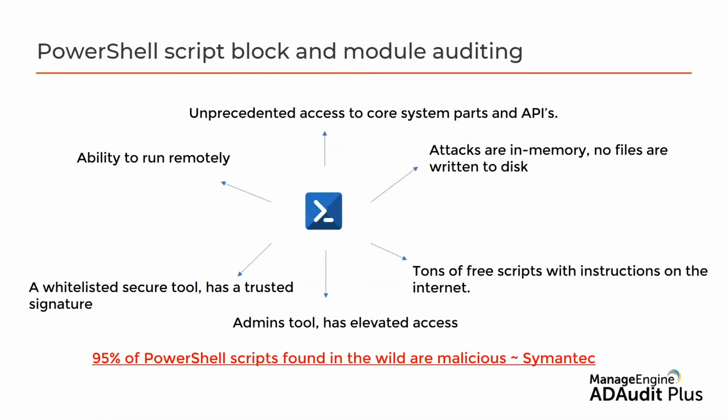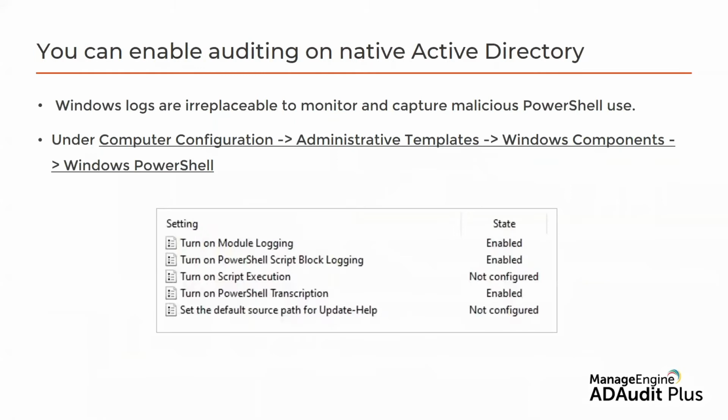Point number 3 is you can use PowerShell to make remote changes on your other systems in your network. There are tons of free scripts on the internet, and there are a lot more reasons why PowerShell can be leveraged as a malicious tool in your network, right? Now, how do you audit PowerShell?